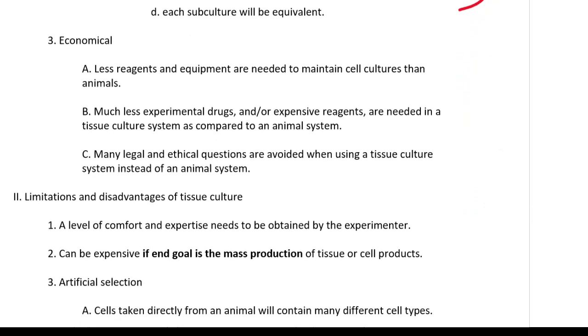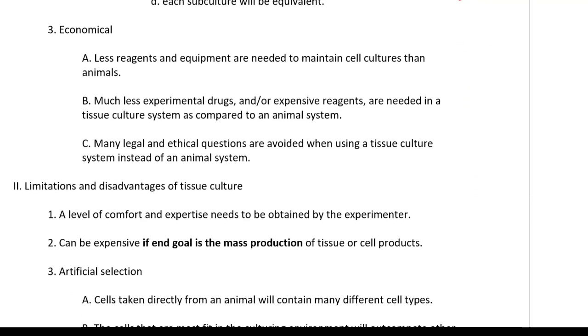So tissue culture is also economical. Fewer reagents and less equipment are needed to maintain cell cultures than animals. So keeping animals requires equipment, rooms, or spaces that are specifically designed to maintain and keep those animals. And it tends to be much more expensive than simply doing work in cell cultures. So much less experimental drugs or expensive reagents are needed in a tissue culture system as compared to an animal system.